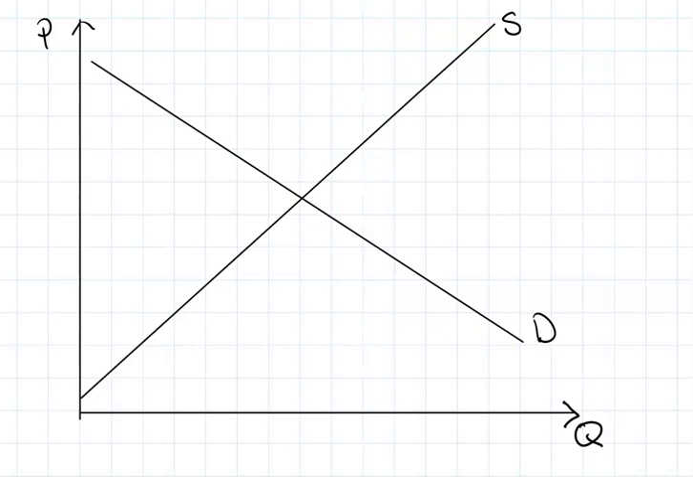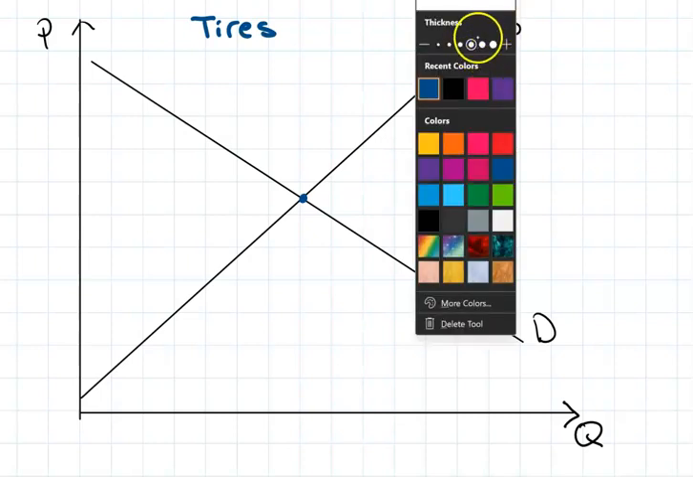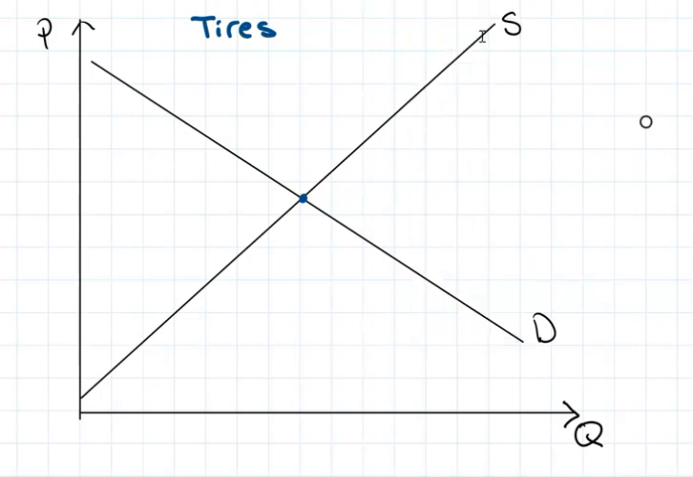So we have our demand, we have our supply. Let's make this... it could be any good. I'm making it tires, but it could be any good. It doesn't matter. And we'll run through both cases, but let's first do the basic. So here we have this one. This would be our equilibrium quantity, and this would be our equilibrium price. And the specific numbers do not matter right now.